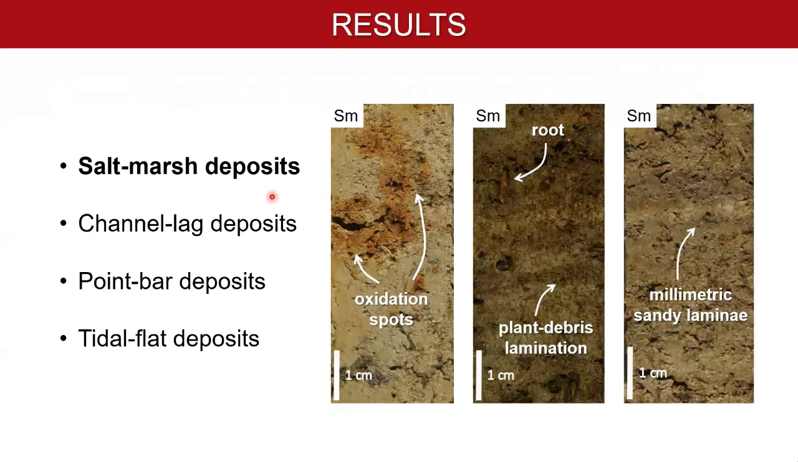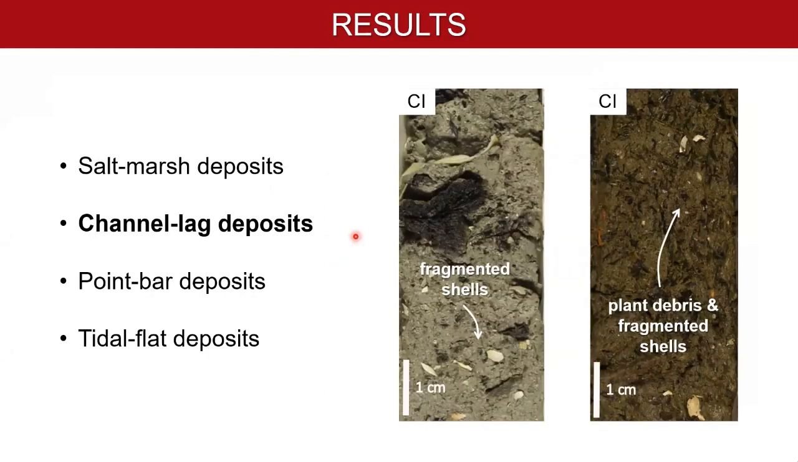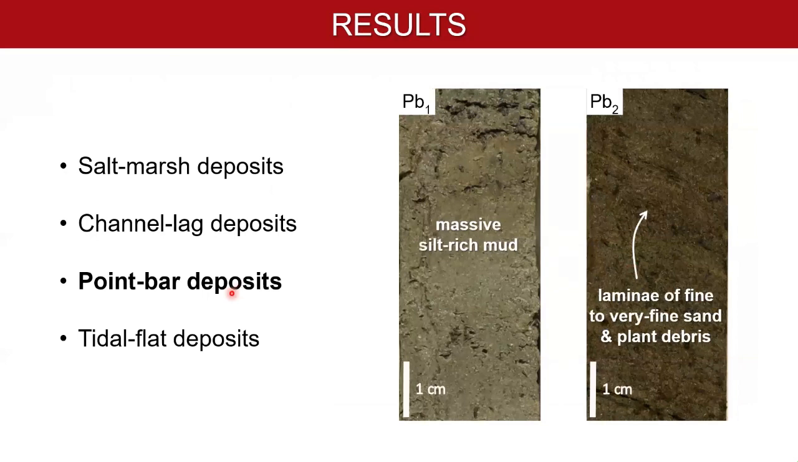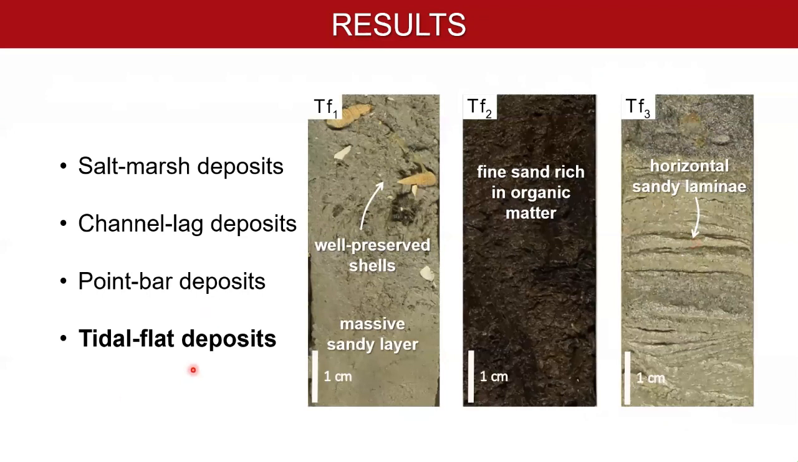Typical features of salt marsh deposits are oxidation spots, the presence of roots, and sometimes plant debris lamination and millimetric sandy laminae. While the main characteristic of channel lag deposits is the presence of fragmented shells and of plant debris. The observed point bar deposit consists instead of massive silt-rich mud and of sandy deposits with millimetric laminae of well-sorted fine to very fine sand and plant debris. Lastly, here we can see some characteristic tidal flat deposits from different cores. TF1 consists of a massive sandy layer with well-preserved shells and plant debris. TF2 is made of fine sand rich in organic matter, while TF3 consists of horizontal sandy laminae.